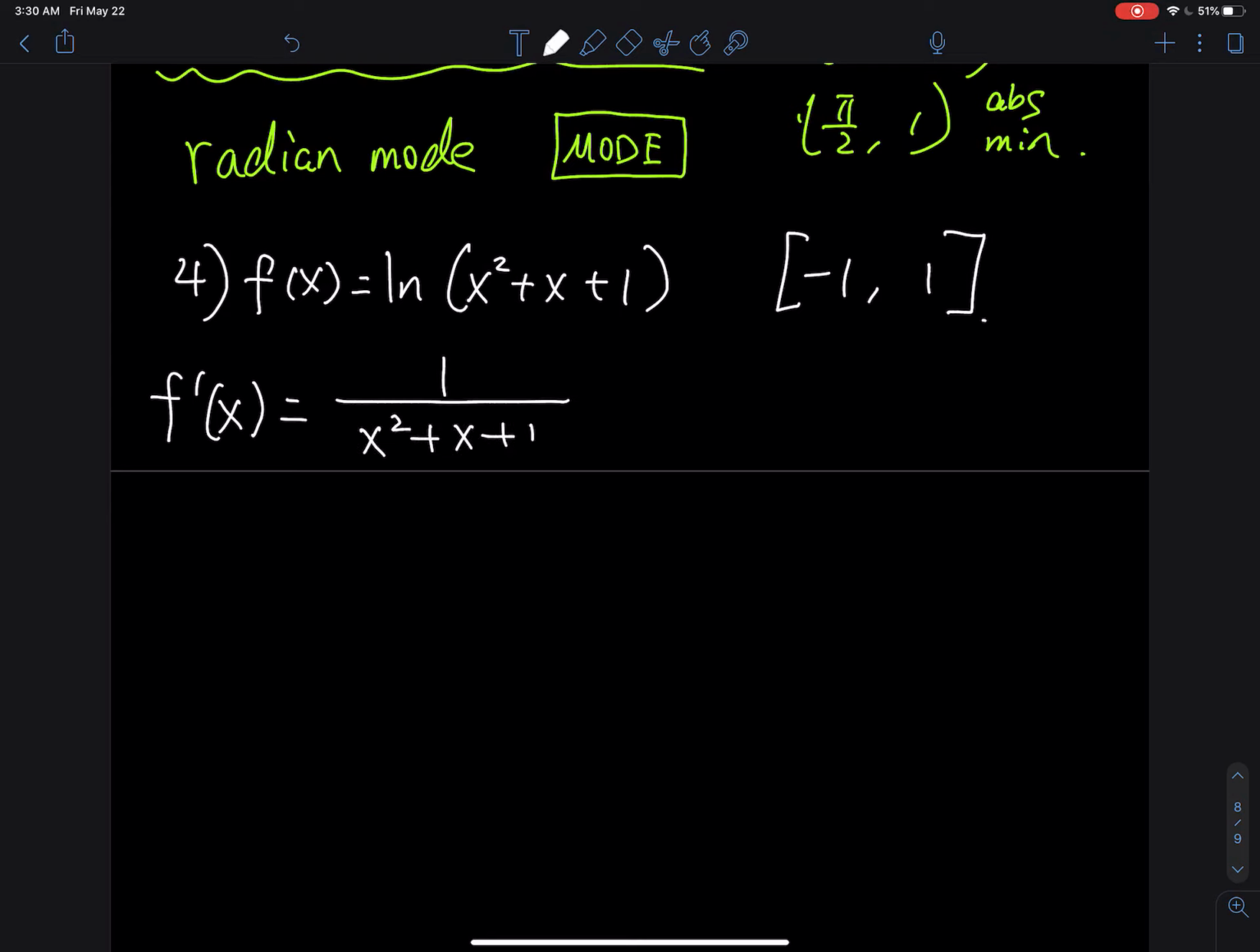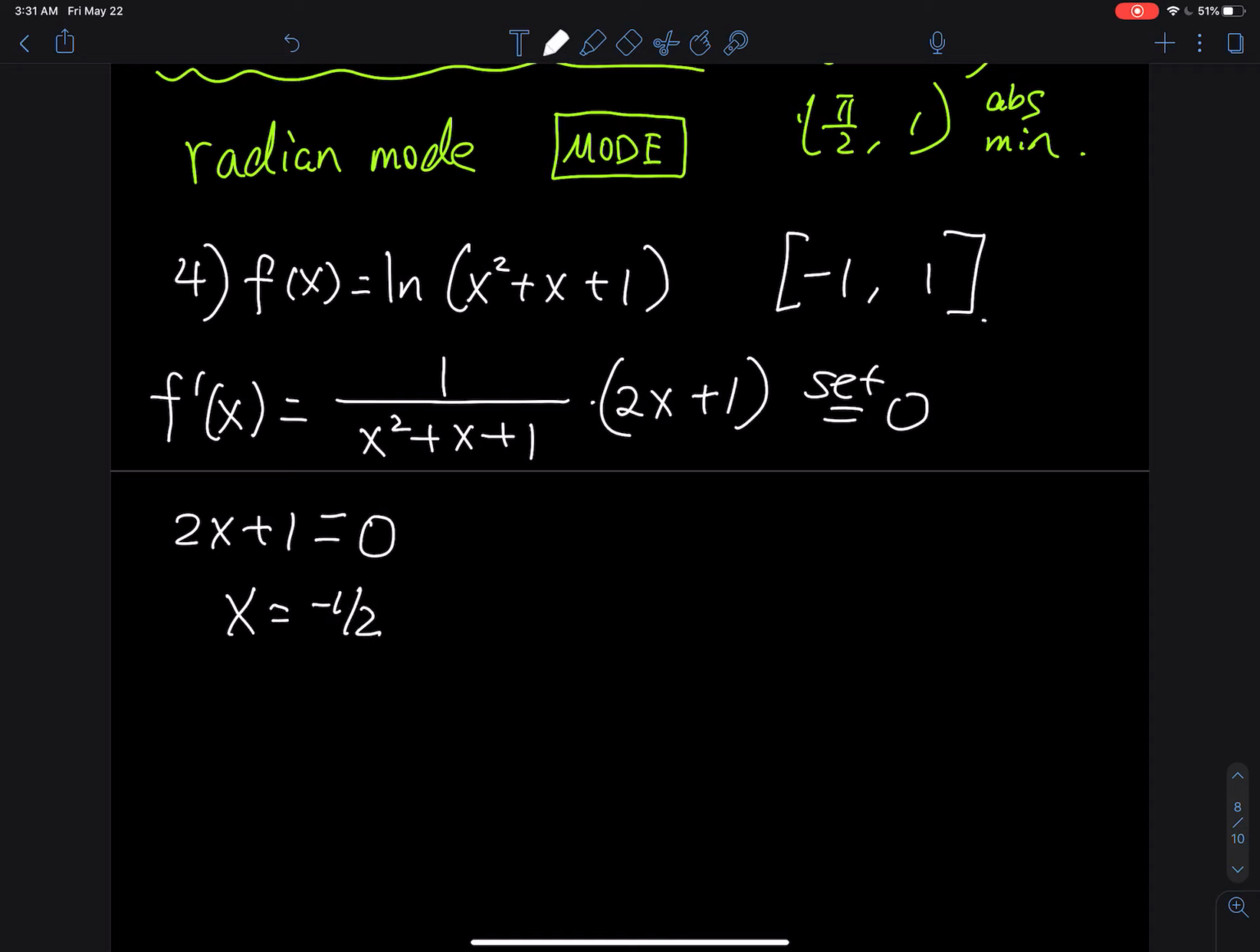Are we done? No, we have a quadratic function within a natural logarithm. So using the chain rule, we have to take the derivative of x squared plus x plus 1, which is equal to 2x plus 1. All right, and then we set the whole thing equal to 0. So the 2x plus 1 goes to the top. That means the numerator, 2x plus 1, equals 0. So we have x equals negative 1/2. This is a critical number, right?